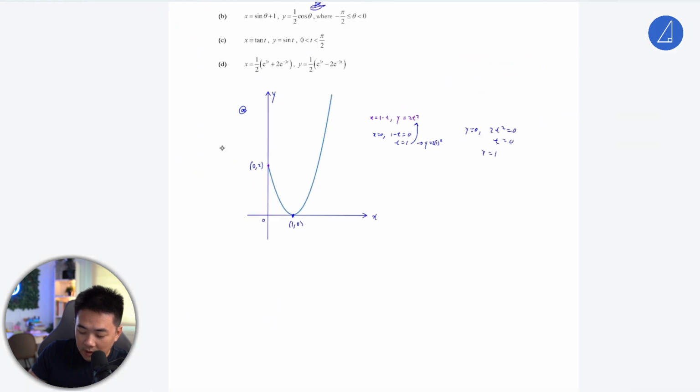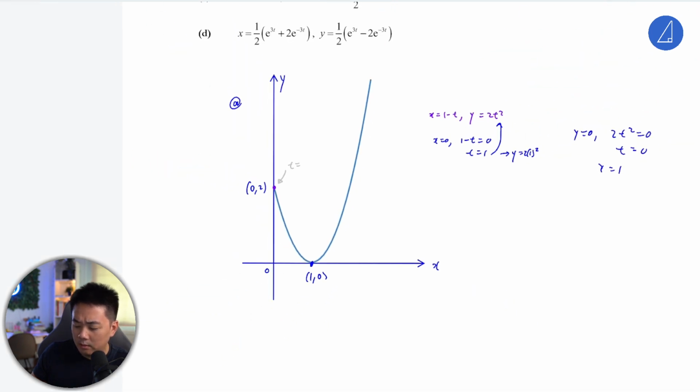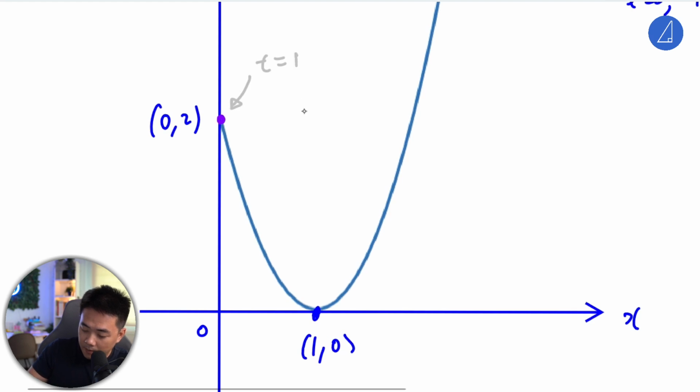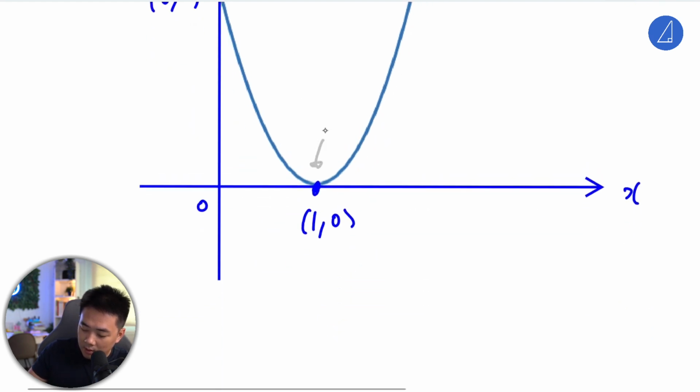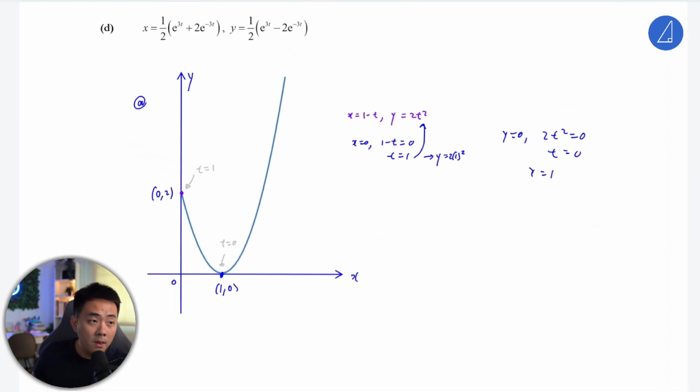So we know, because for the subsequent part of the H2 math syllabus, we will have more complicated stuff that you need to deal with. So this is t equals to 1, then this is t equals to 0. Okay, the parameter corresponding to each of these points here. So this is how you draw this graph here.